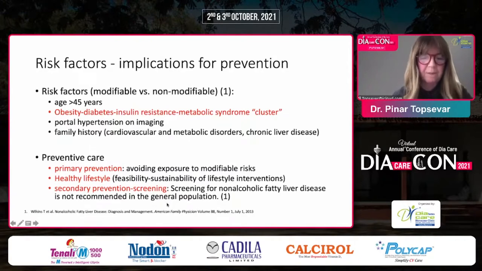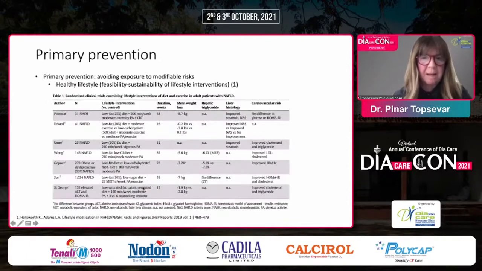For secondary prevention, as I said, a very good example of secondary prevention would be screening. So there is in all guidelines a uniform recommendation against screening the general population for non-alcoholic fatty liver disease.